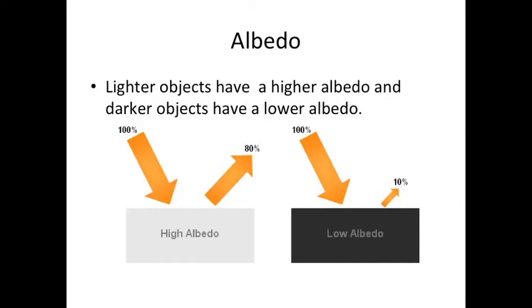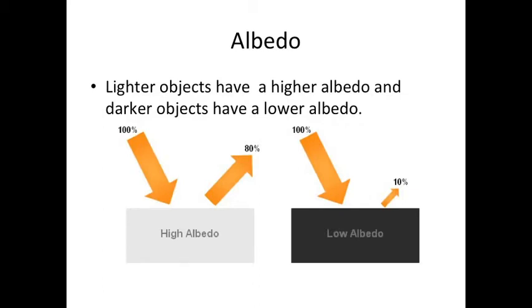Let's move on to albedo. Lighter objects have a higher albedo, and darker objects have a lower albedo. Basically, albedo is how much is being reflected. As you can see by the figure on the slide, the white object reflects more, so it has a higher albedo. You can see 100% coming in, but 80% going back. The darker object absorbs more, so with 100% going in, 10% is leaving, so it has a lower albedo.